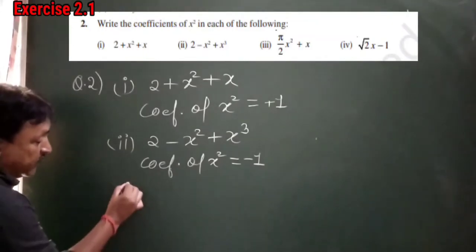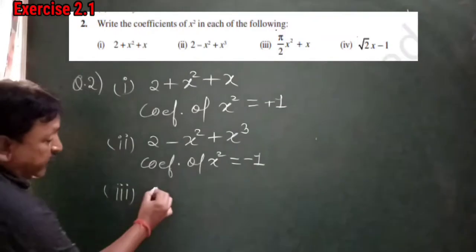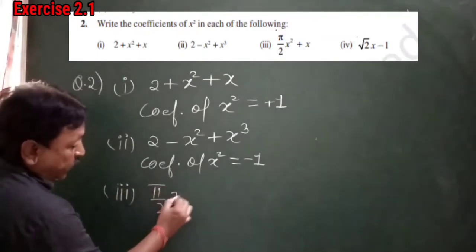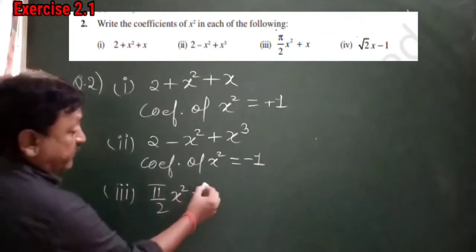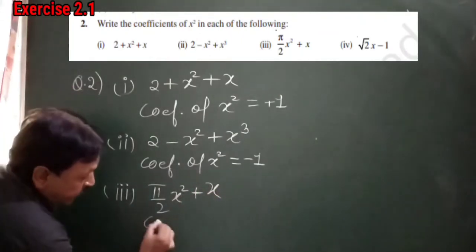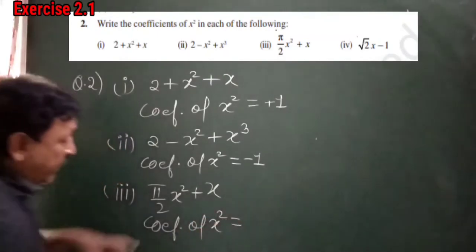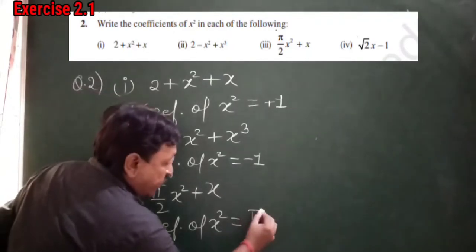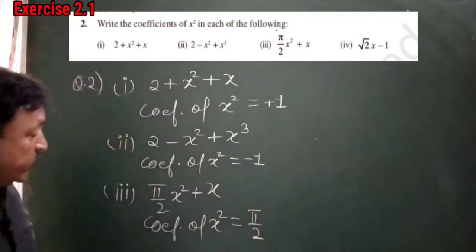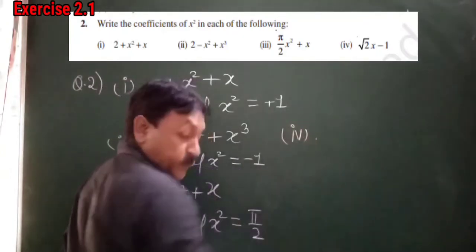Come to part third. Part third is pi upon 2 x square plus x. So what is the coefficient of x square? What is the multiple? Pi upon 2. It is positive pi upon 2. Okay, see one more part, part fourth.